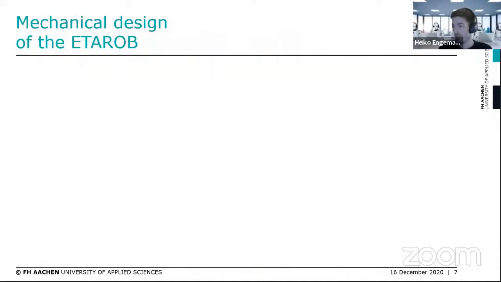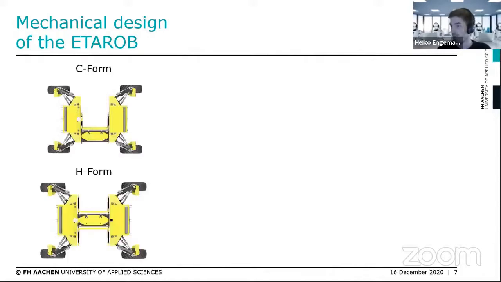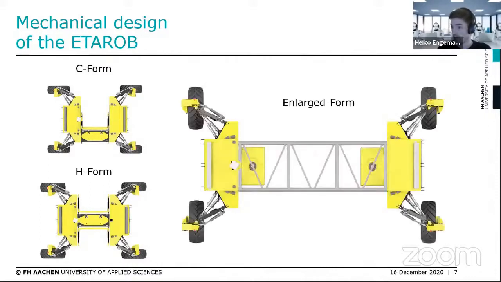Following these requirements, we developed the field robot ETHEROP. The mainframe of the ETHEROP can be configured in a C or an H form, depending on the size of the implement it has to carry. For larger applications and working areas, the middle section of the ETHEROP can be enlarged and the whole robot drives then sidewise. The ETHEROP uses a steered four-wheeled kinematic, that is so-called swivel wheels. And for cost reduction, the outer shell of the mainframe of the ETHEROP is a monocoque, and the rest is then realized as a welding construction.